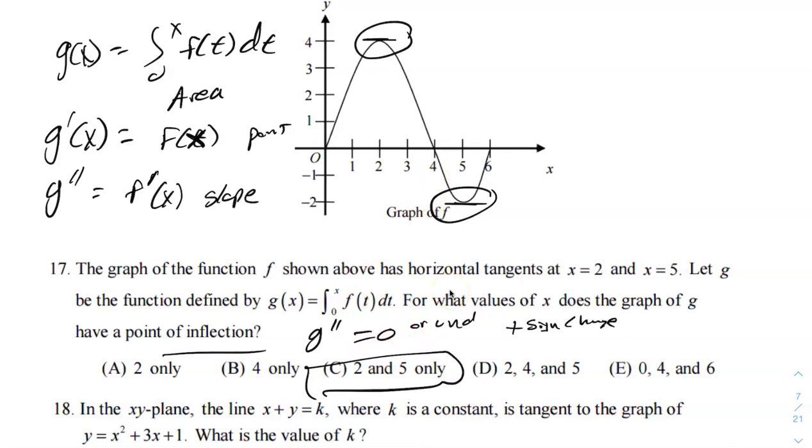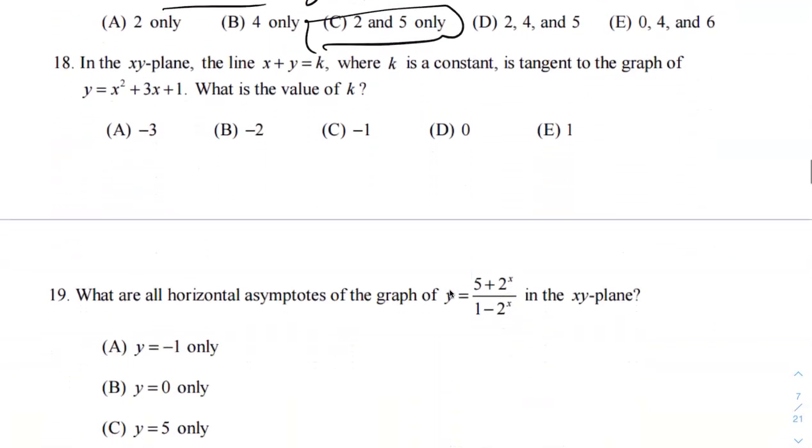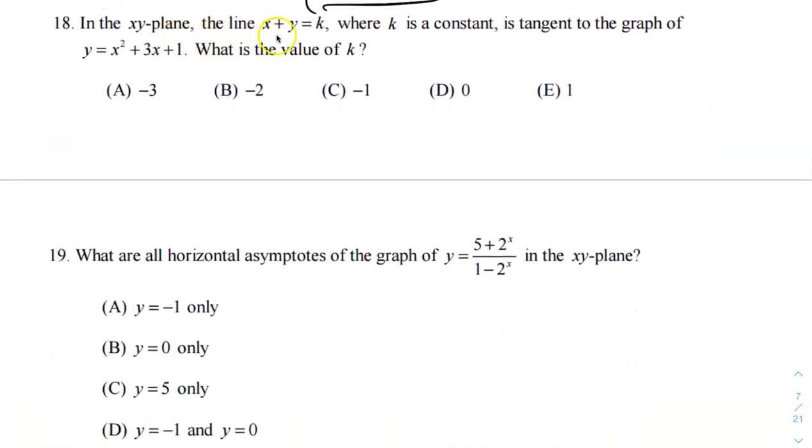That was pretty easy. Next one. In the xy plane, the line x plus y equals k, where k is a constant, is a tangent to the graph y equals x squared plus 3x plus 1. What's the value of k? This is a surprisingly tricky one.